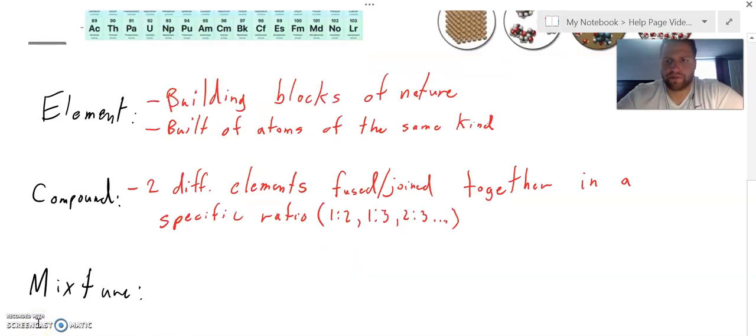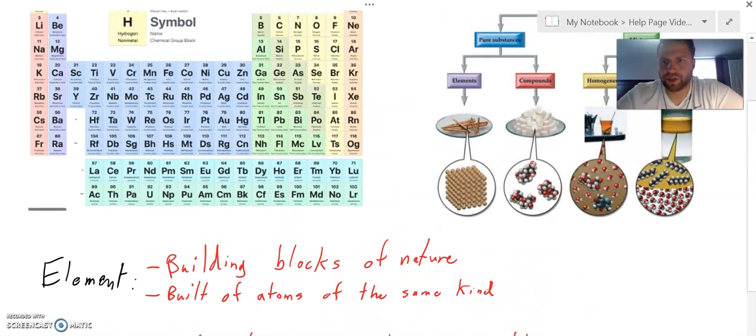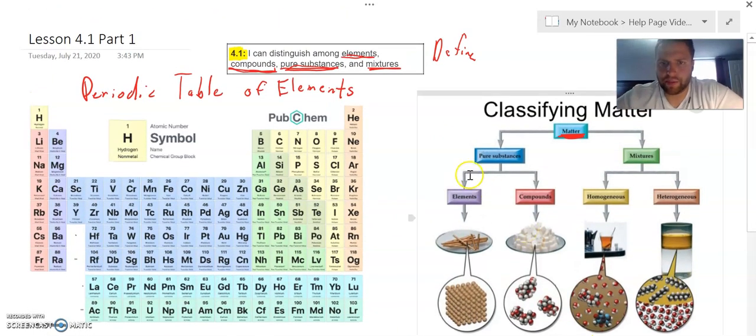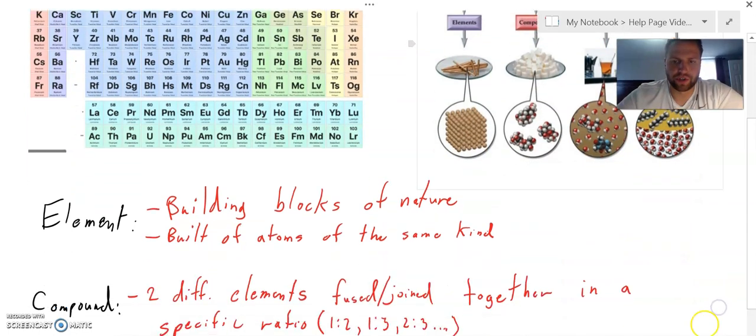All right, so now let's kind of scroll back up to our flowchart. And I think after defining elements and compounds, the word that we should now define is mixture, okay? So what is a mixture by definition?